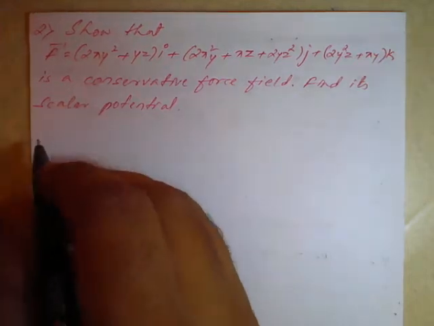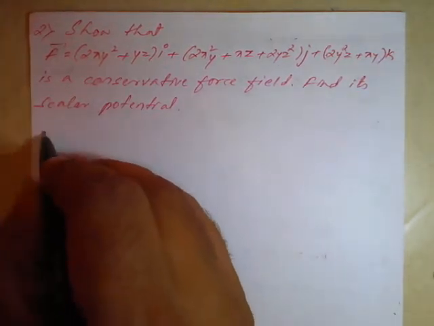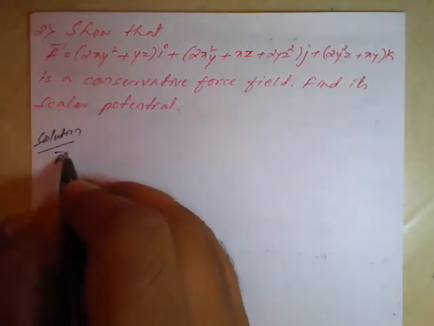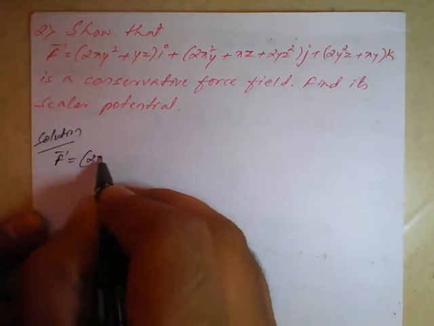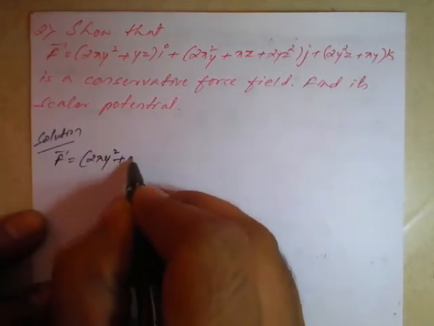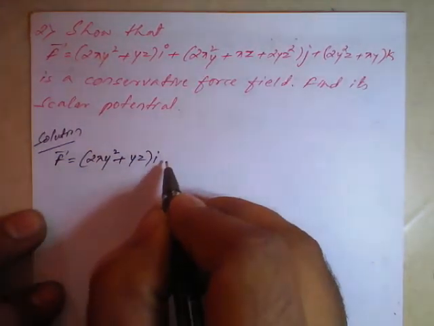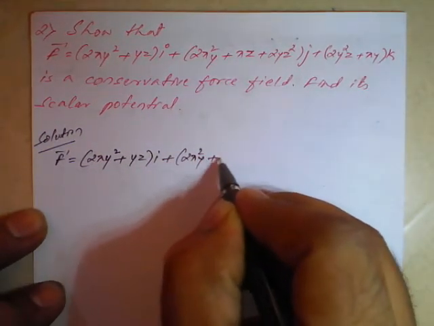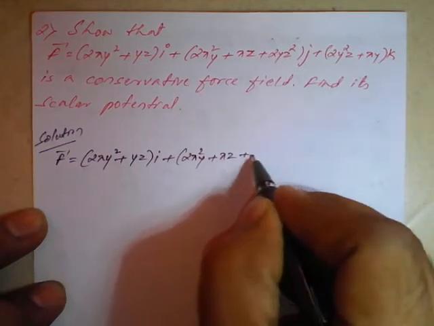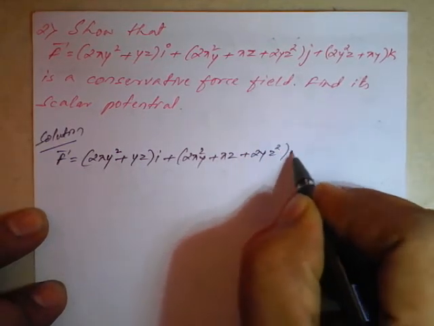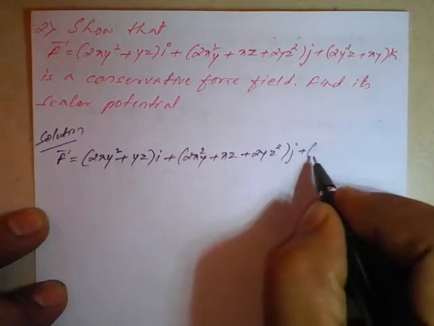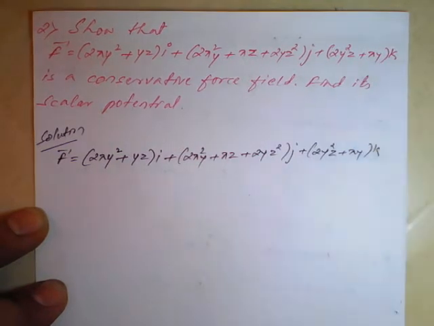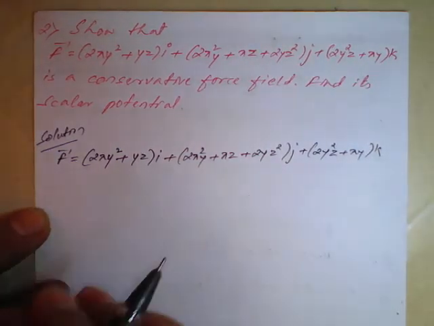how to solve this one. Solution. Given vector F, you take it as it is. Vector F is equal to (2xy² + yz) i + (2x²y + xz + 2yz²) j + (2y²z + xy) k. So this is the given vector F.